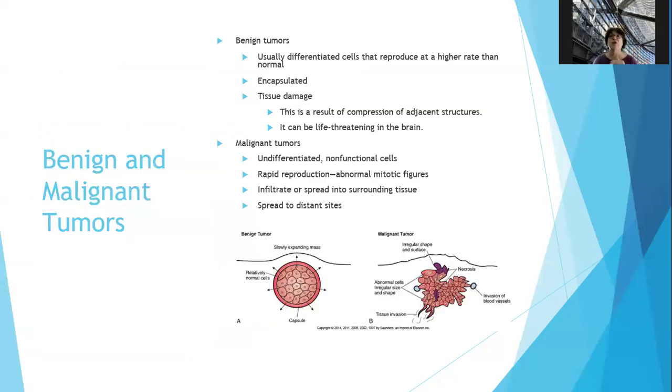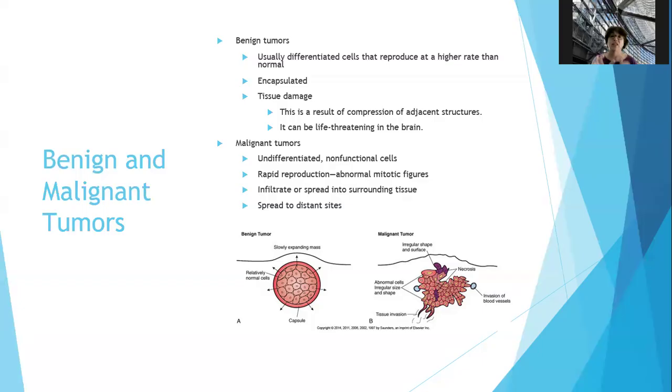So benign tumors are usually differentiated cells, meaning they have some normal function, but they reproduce at a higher rate than normal. That's what makes it a tumor. They're encapsulated, though. They stick together. They can cause tissue damage by compressing adjacent structures or be life-threatening in the brain, but otherwise, they're very treatable.